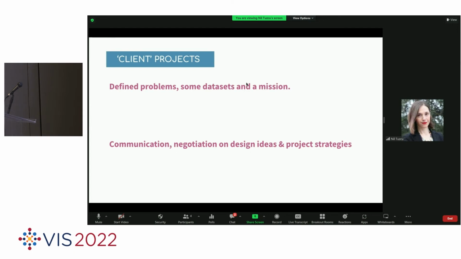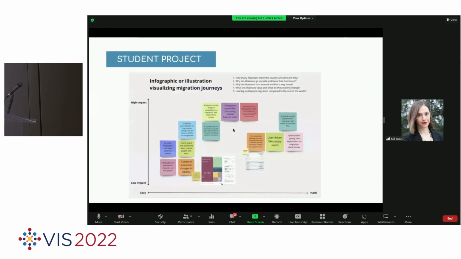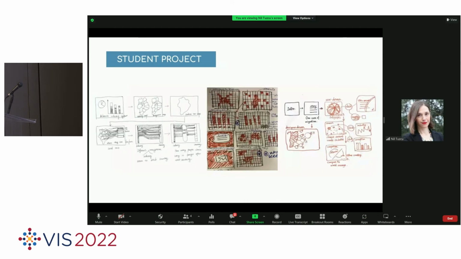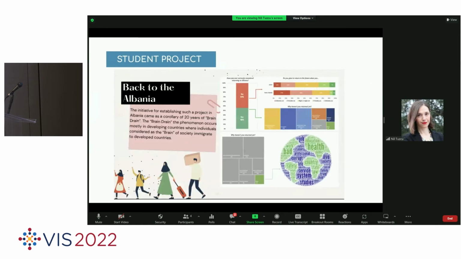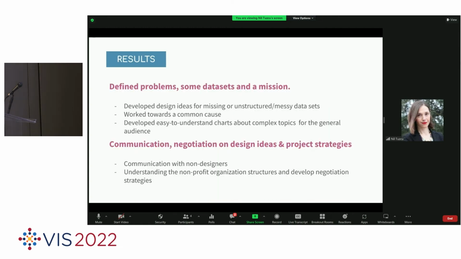This is one of the projects from the class. It's about migration in Albania. So they started with brainstorming sessions with the clients, worked on sketches, mock-ups, wireframes, analyzed the data sets, and worked on visualization options. And this is a slide from their final project submission. You can see how they combined graphics, texts, and visualizations.